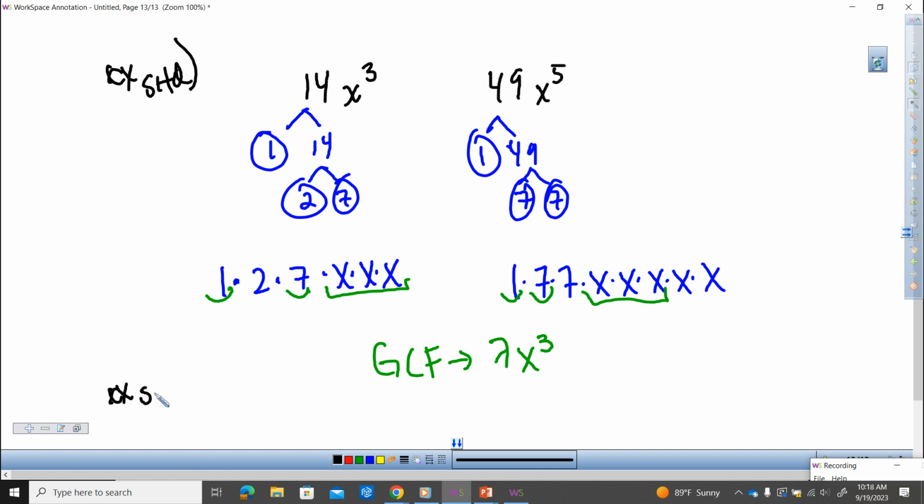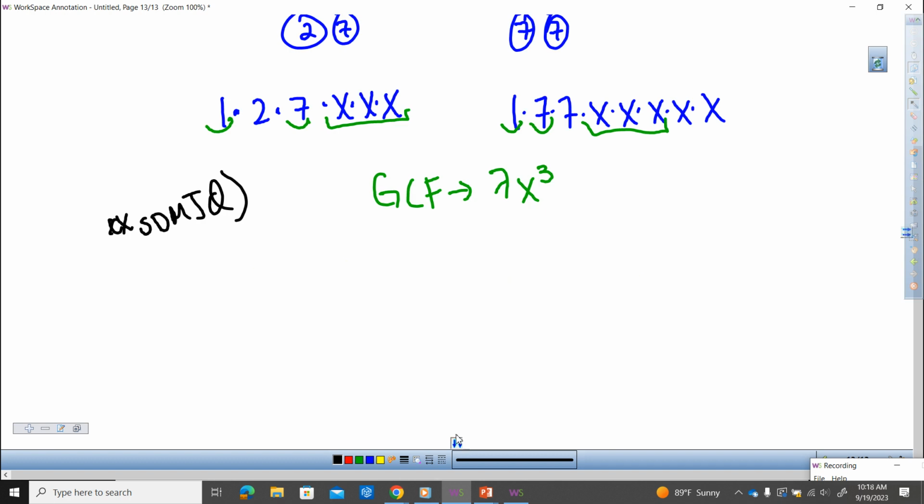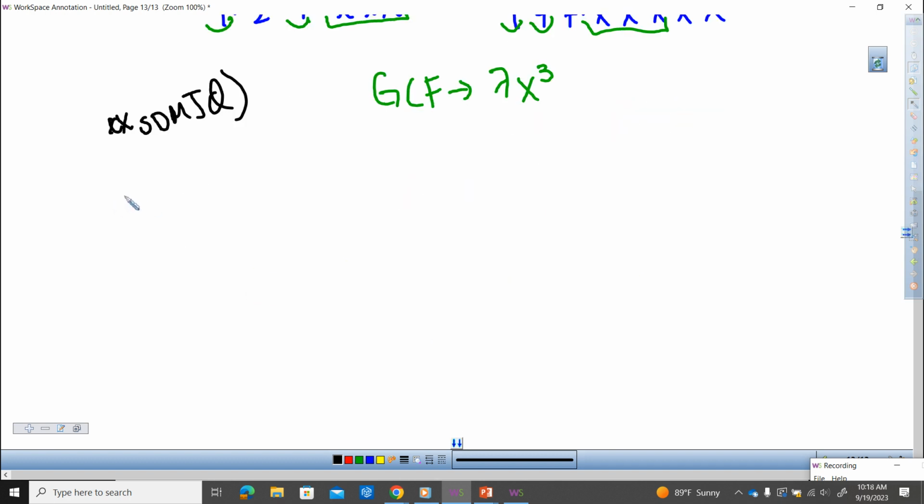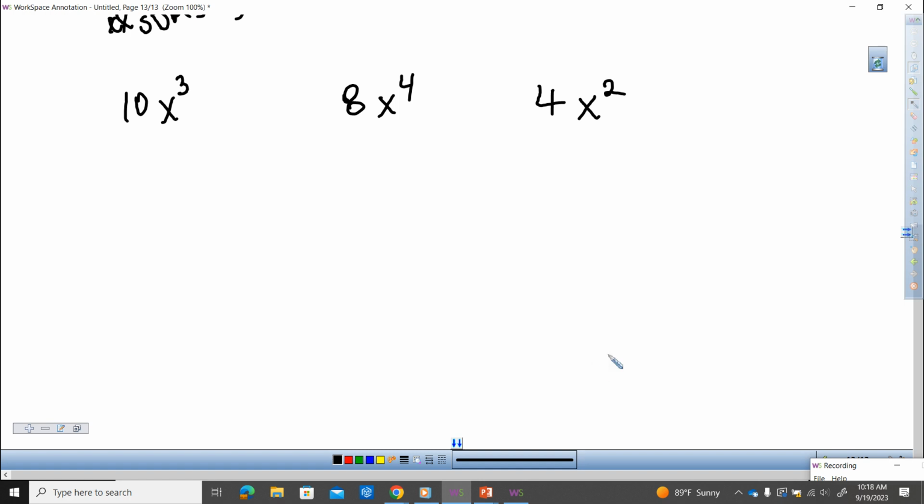Example, super duper Michael Jordan cube. You're like, oh, snap cube. Oh, yeah, I got you. Here we go. 10x to the 3rd. Over here, let's do 8x to the 4th. And, let's change that to 4x to the 2nd. So there's 3 different numbers, 3 different terms. Find me the GCF.